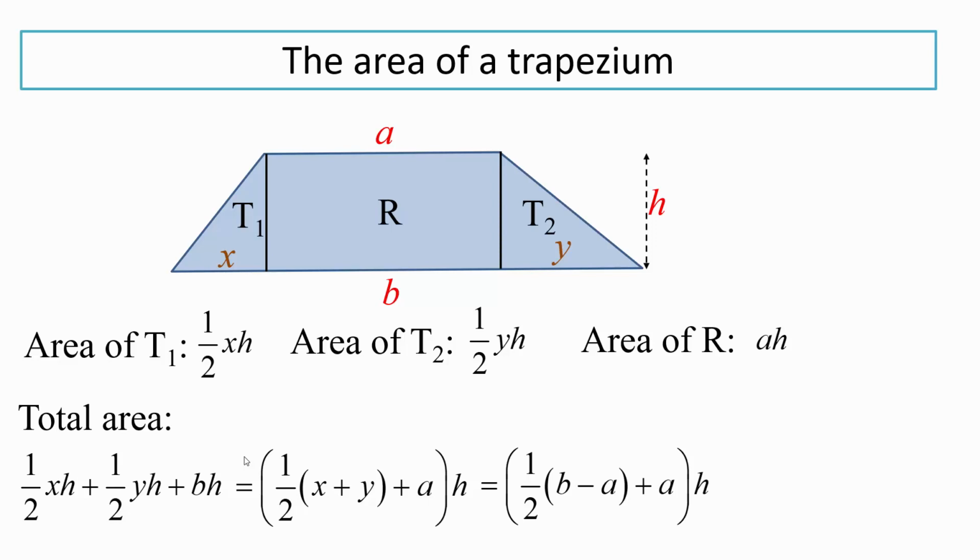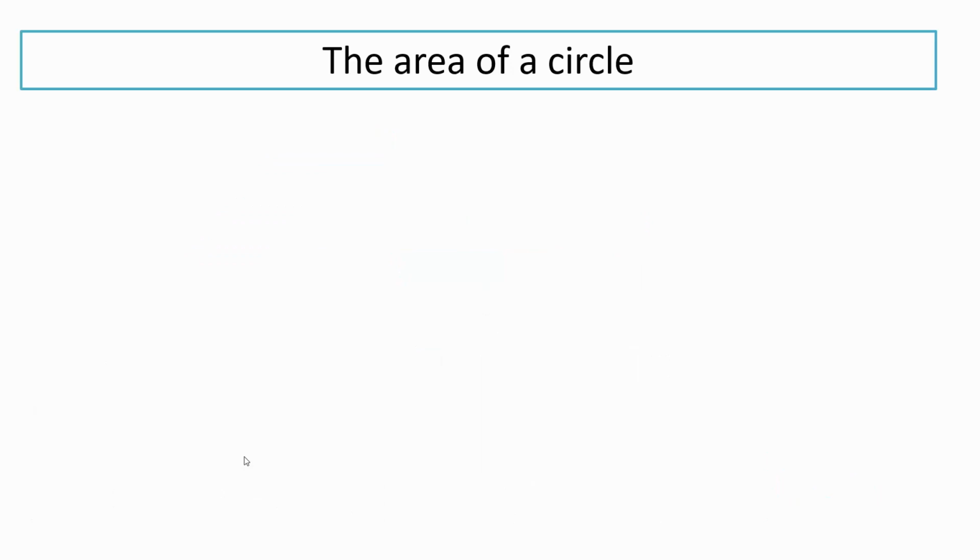And then if we just simplify what's in the brackets, we end up having that the area of the trapezium is a half bracket A plus B times H. Another well-known shape, a circle. We've all learnt the area for a circle, pi r squared, and of course the circumference of a circle is 2 pi r, which we also need to keep in mind.